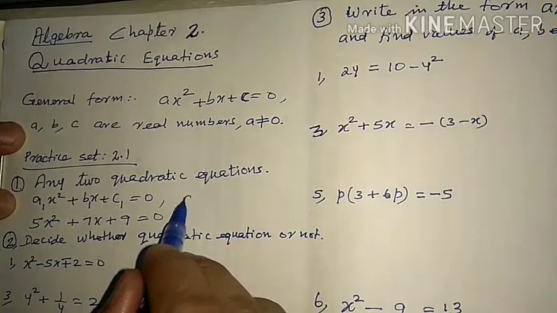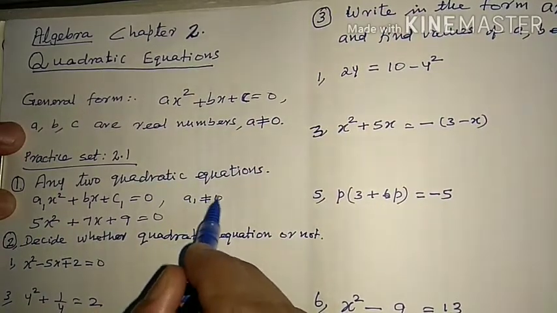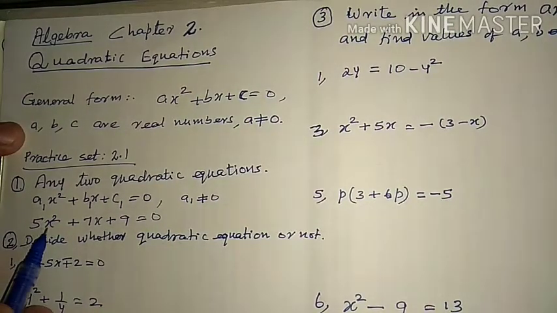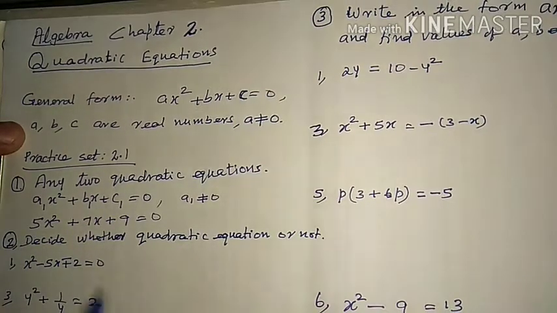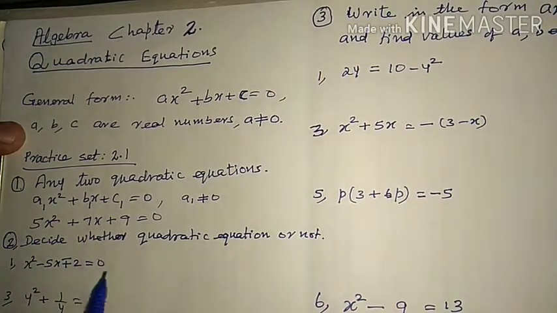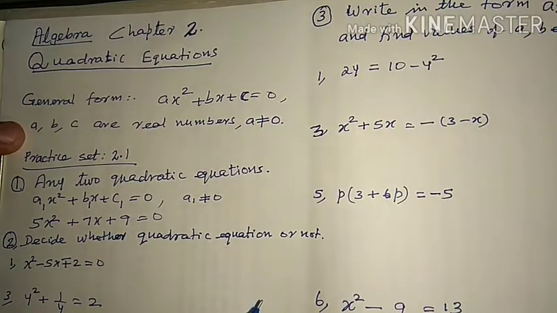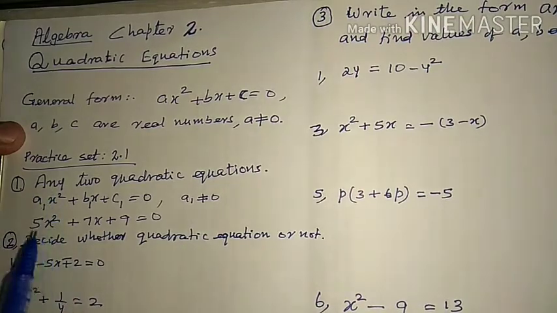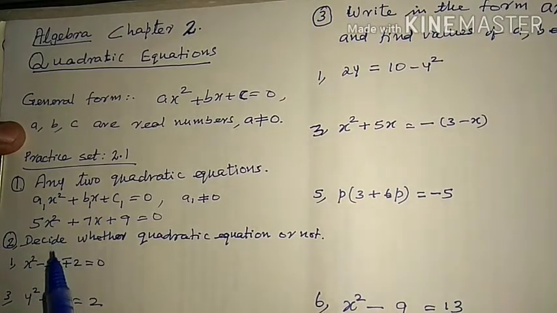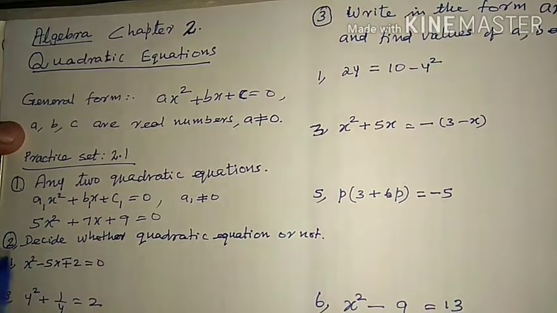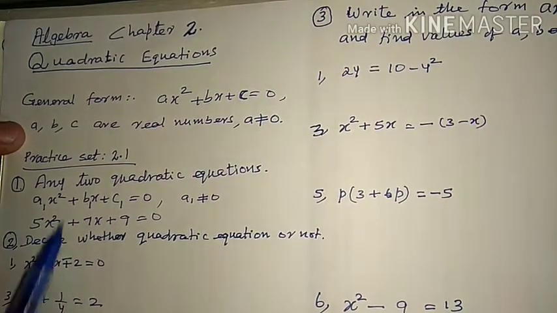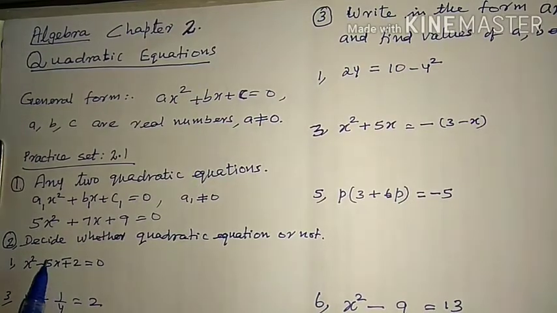Here this a1 is not equal to 0. Here clearly 5 is not 0. So any two equations you can write. Instead of a1, b1, c1, you write any other number. Even here 5, 7, 9, you can put any other numbers. Variables also you can change. Instead of x, you can write y or p or q. Normally x, y are variables. That is first question.